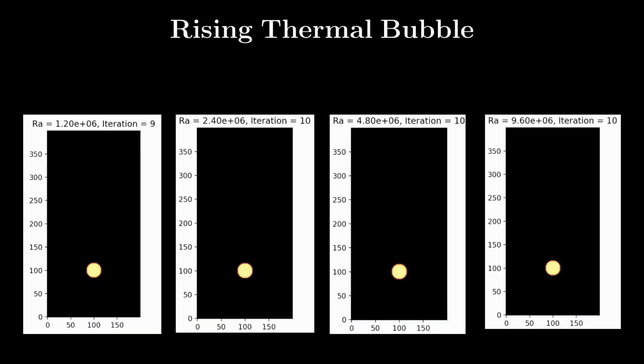We can also model the rising of a thermal bubble by starting with a sphere of hot, uniform temperature in a surrounding cold fluid. Because the hot fluid is less dense, it immediately rises. However, it doesn't stay a sphere for long.